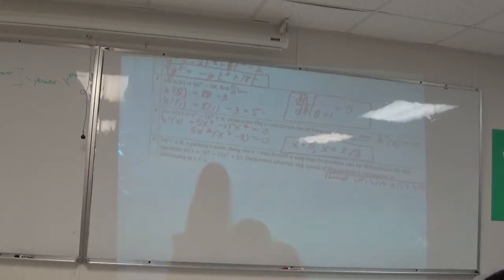Number 5, a particle travels along the x-axis in such a way that its position can be determined by the equation x of t equals 3t to the 6 minus 15t squared plus 12. Determine whether the speed of the particle is increasing or decreasing.